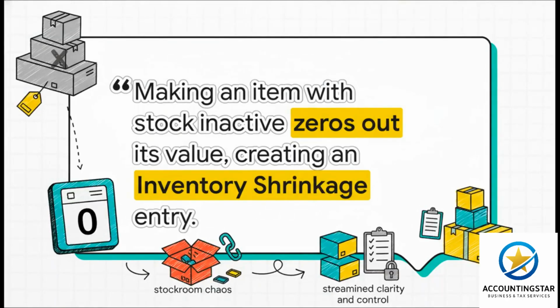Now this next one is even more serious. Let's say you have 10 units of a product in stock. If you make that item inactive, QuickBooks doesn't just hide it. Nope. It assumes those 10 units just, poof, vanished. It zeroes out the quantity and the value, and then it posts that loss to an account called inventory shrinkage. You could literally be wiping thousands of dollars off your balance sheet with a single click if you're not careful.